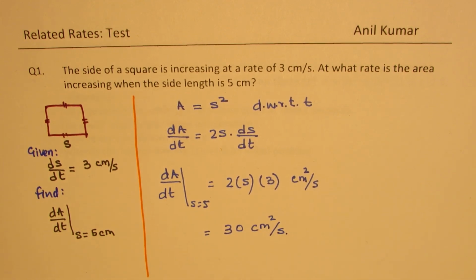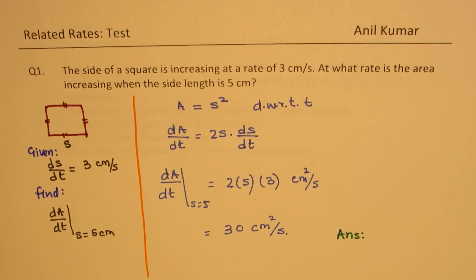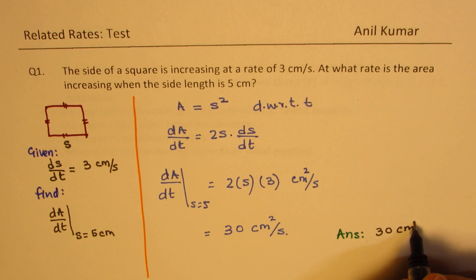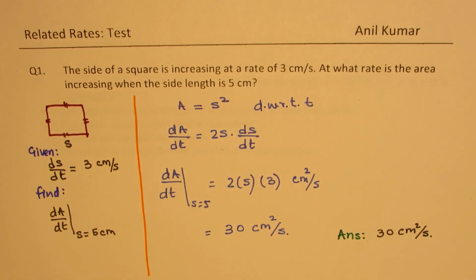Clear? So that is how we are going to get the solutions to all our questions, right? If you want, you can write specifically the answer separately. So it will be 30 centimeters square per second. Correct? Now let's take the second question.